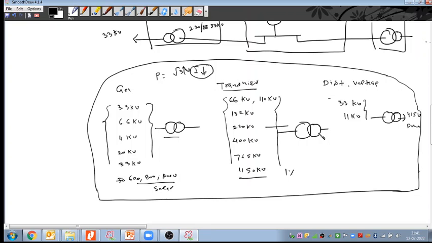Then we again step down to a suitable 33 or 11 kilovolts, which is placed near the end consumers, and this we feed to the industry. From this 11 kilovolts we can also take supply and again step down with the help of the pole mounted substation. These are the pole mounted substations, and we step down to 415 volts and then feed the end consumers. So I hope the entire power system network is clear to all of you, right?